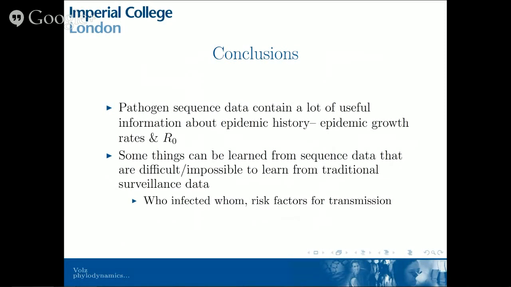Okay, I'm running out of time, so I'll run through some quick conclusions. I've shown how pathogen sequence data can contain a lot of information that's useful for epidemiological surveillance, and it can also tell us some things that you can't get from traditional surveillance data, like who infected whom, or evidence for superspreading.